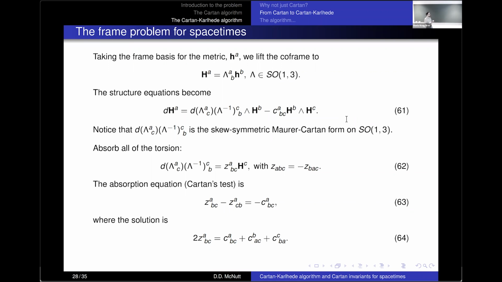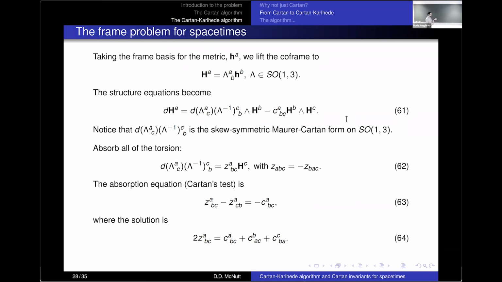One thing we can do, and this is the Cartan test, is to see if we can absorb all torsion. I'm going to assume that my Maurer-Cartan form can be dropped down to the manifold, where zeta is some sort of function of the manifold. And the Cartan test, which I unfortunately can't talk about, is to ask if I can solve this linear system. And of course I can. Here it is in equation 64.